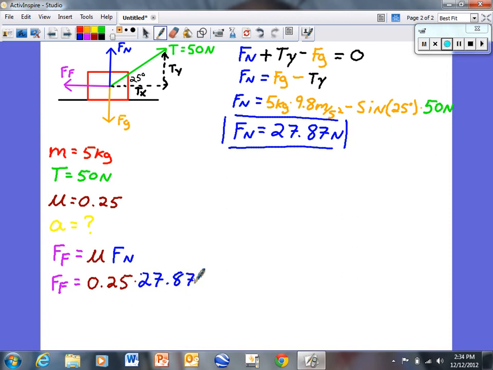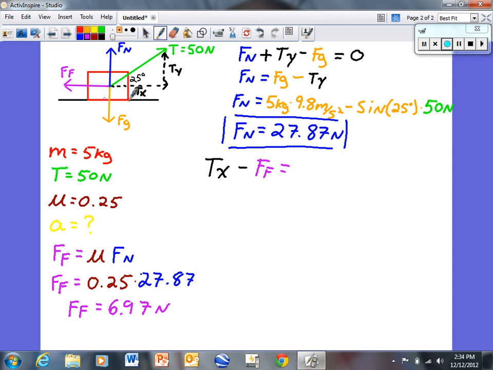27.87. And when we plug that into our calculator, what we will get is that the force of friction is 6.97 newtons. So that's where that will come from when we plug that number in for finding acceleration. So now let's find the acceleration of this box. So we're going to add up our forces that go to the right, which is just tension in the x direction, minus any force that goes to the left, which is friction.